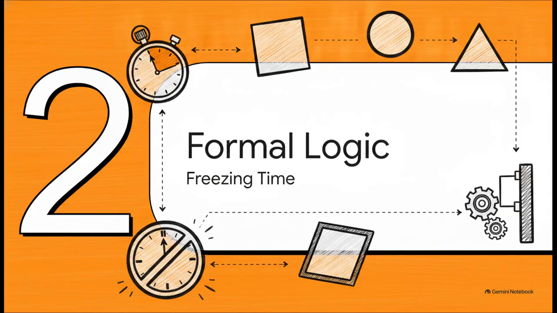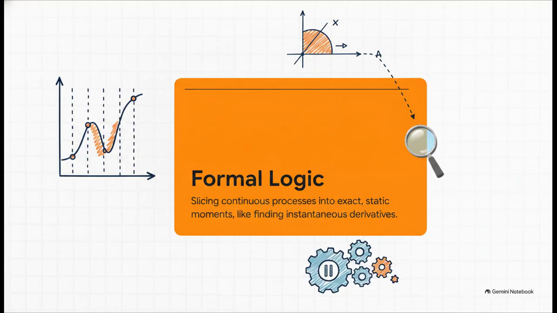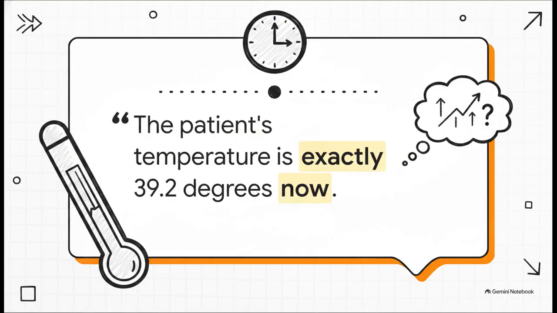Let's move on and see how this builds. Section 2, formal logic, freezing time, the exact moment. So when we ask, what is the exact temperature right now, we're using formal logic. Formal logic demands that we take a continuous flowing reality and literally slice it into an exact, static, non-ambiguous moment. In mathematics, this is exactly what finding the instantaneous derivative in calculus does. It doesn't avoid change. It tames change by infinitely slicing it into static pieces that can be judged as simply true or false. You get a statement like, the patient's temperature is exactly 39.2 degrees right now.